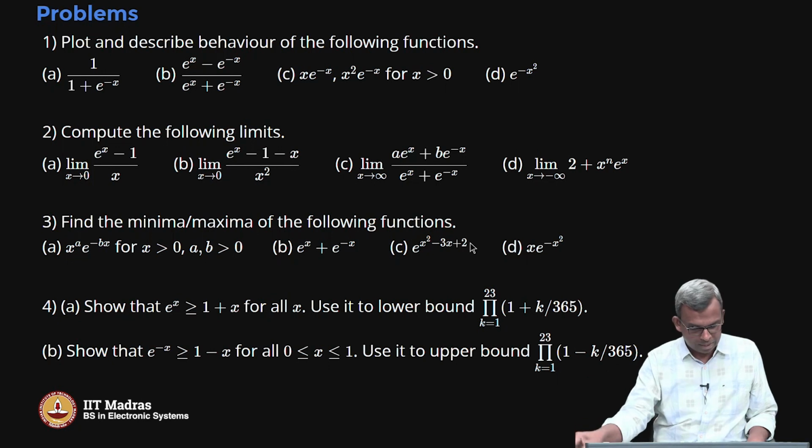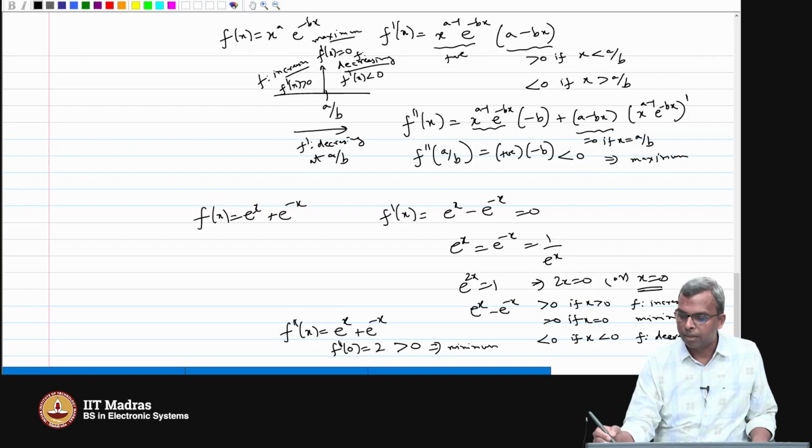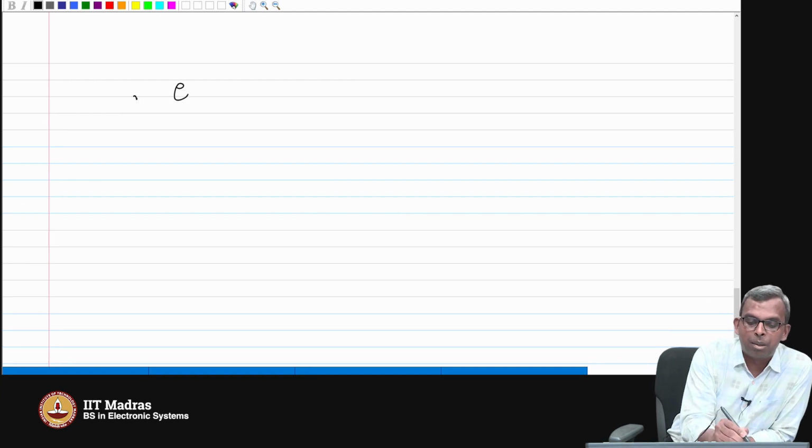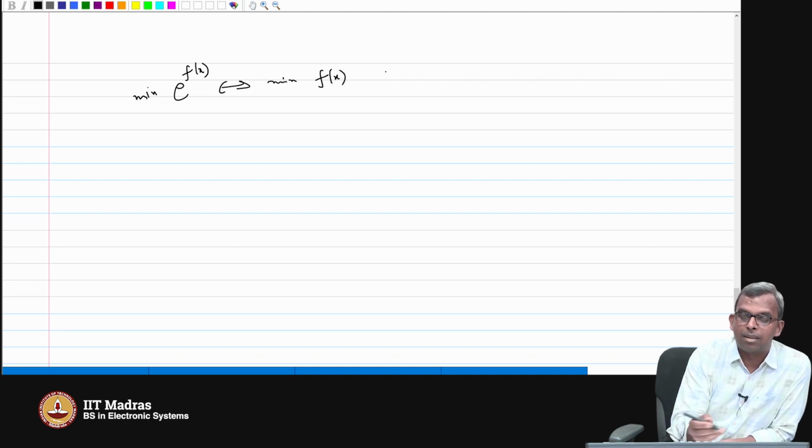So let me write that down in some way. You can also prove it using derivatives. I will come to that. Minimizing e power f of x is equivalent to minimizing f of x. This is generally true. So if you find the minimum of f of x, you would have minimized e power f of x also.